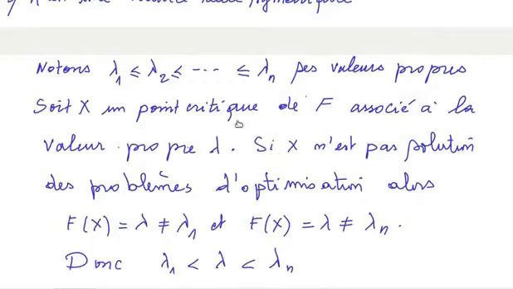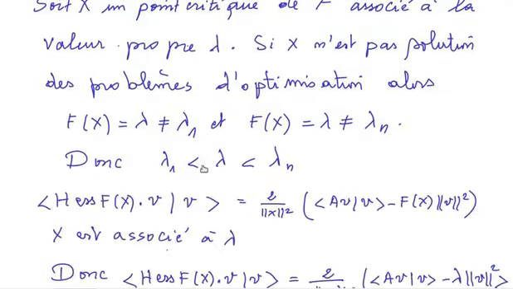So if x is a critical point associated with the eigenvalue lambda and is not a solution to the optimization problems, this means that the eigenvalue associated with x is different from lambda 1 and lambda n, since it is not a solution to either the inf or the sup. Or in other words, lambda is strictly between lambda 1 and lambda n.